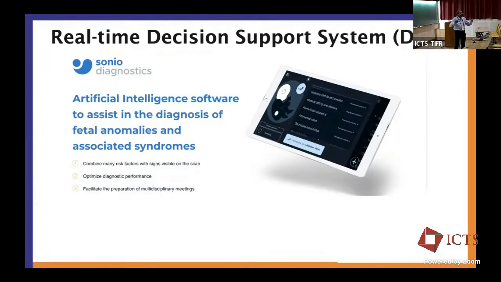What they have done is, all these databases, they have used AI to scrounge the databases. Whenever you put in any findings, it looks up all these databases and comes up with a result, the most probable result. So this assists in fetal anomalies and associated syndromes. They combine many risk factors with signs visible on the scan, optimize diagnostic performance, and facilitate preparation of multidisciplinary meetings.